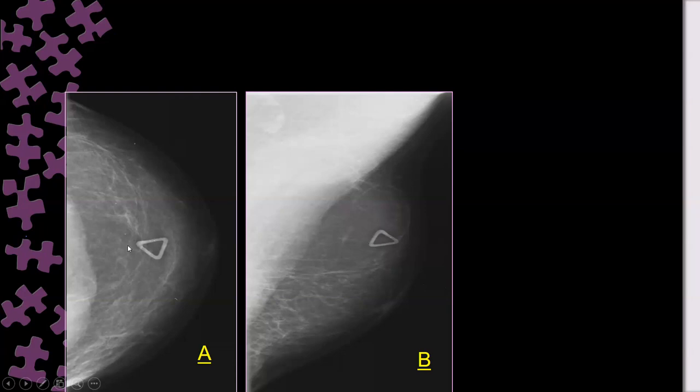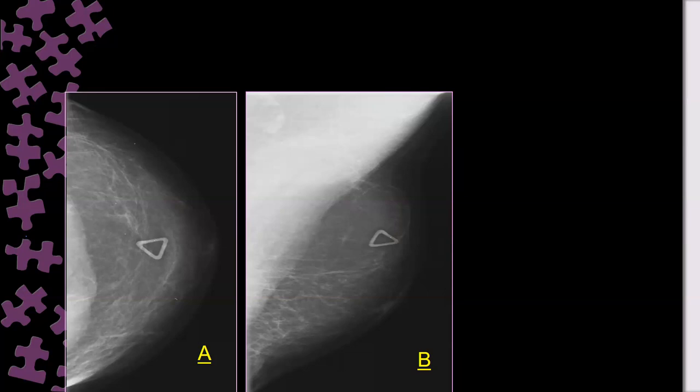What is this triangular structure? What does it indicate? The site of the palpability. Yes, this is a site. What do you call it? What do you call it? Site of what? She said the site of palpable abnormality.